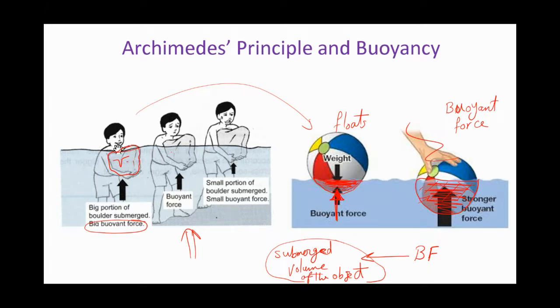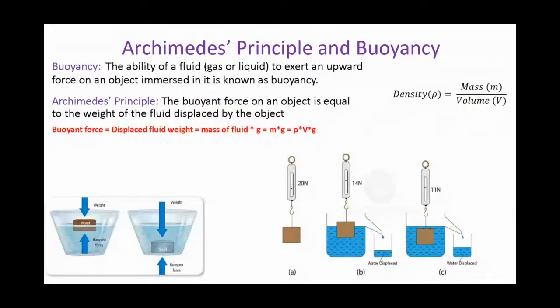But when he moves outside the water, the part of the object under the water is less. So the submerged part of the object is now less than before. So the buoyant force becomes smaller, and then you will feel the weight of the object. Okay, guys, so again, the buoyant force depends on what? The submerged volume of the object. And that's what Archimedes found when he studied buoyancy.